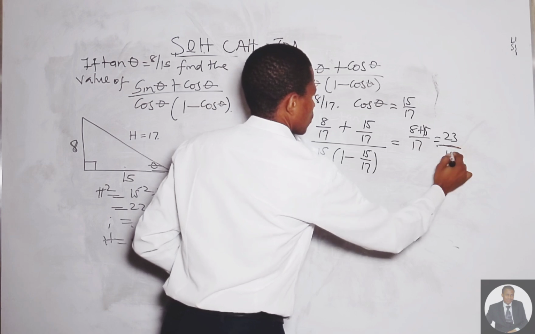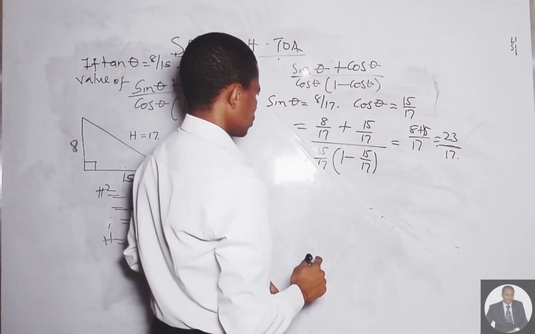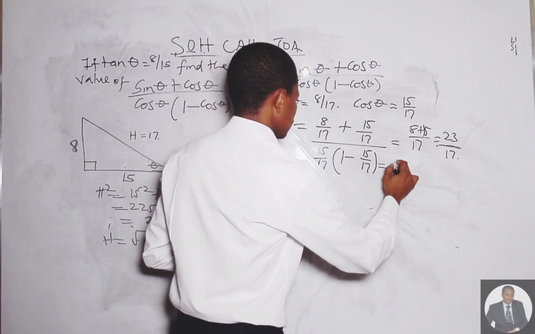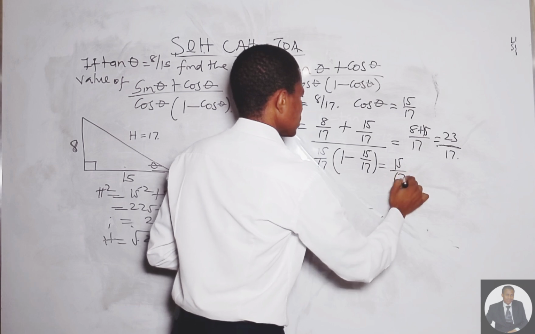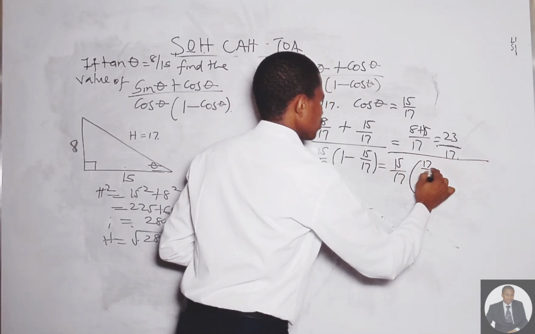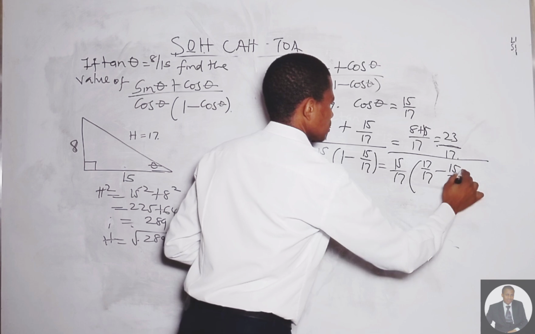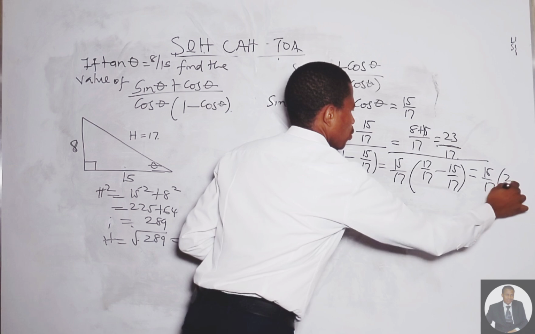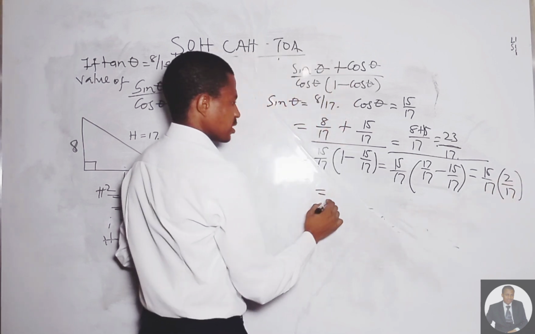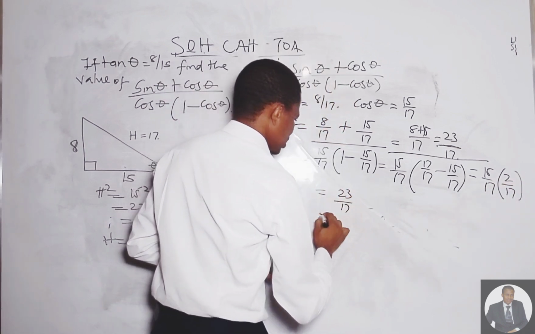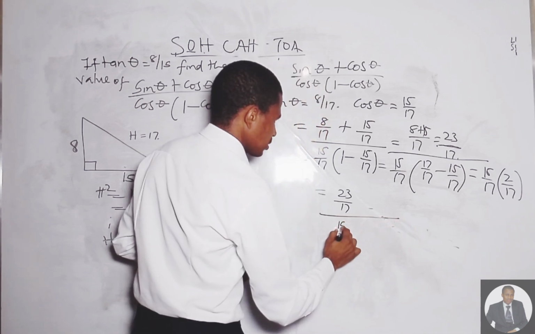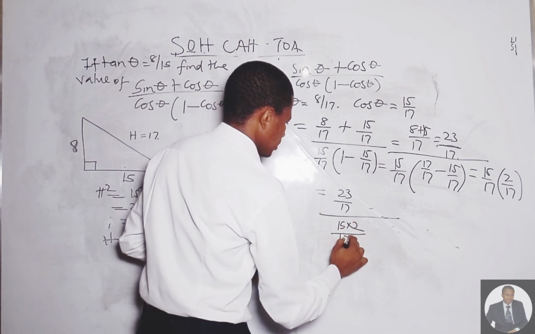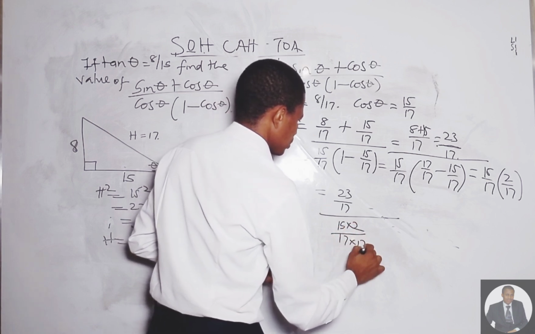23 over 17. Then we solve the denominator here. This is same thing as saying 15 over 17 into bracket 17 over 17 minus 15 over 17. And that will give us 15 over 17 into 2 over 17. So all we have now is 23 over 17 divided by 15 times 2 over 17 times 17.